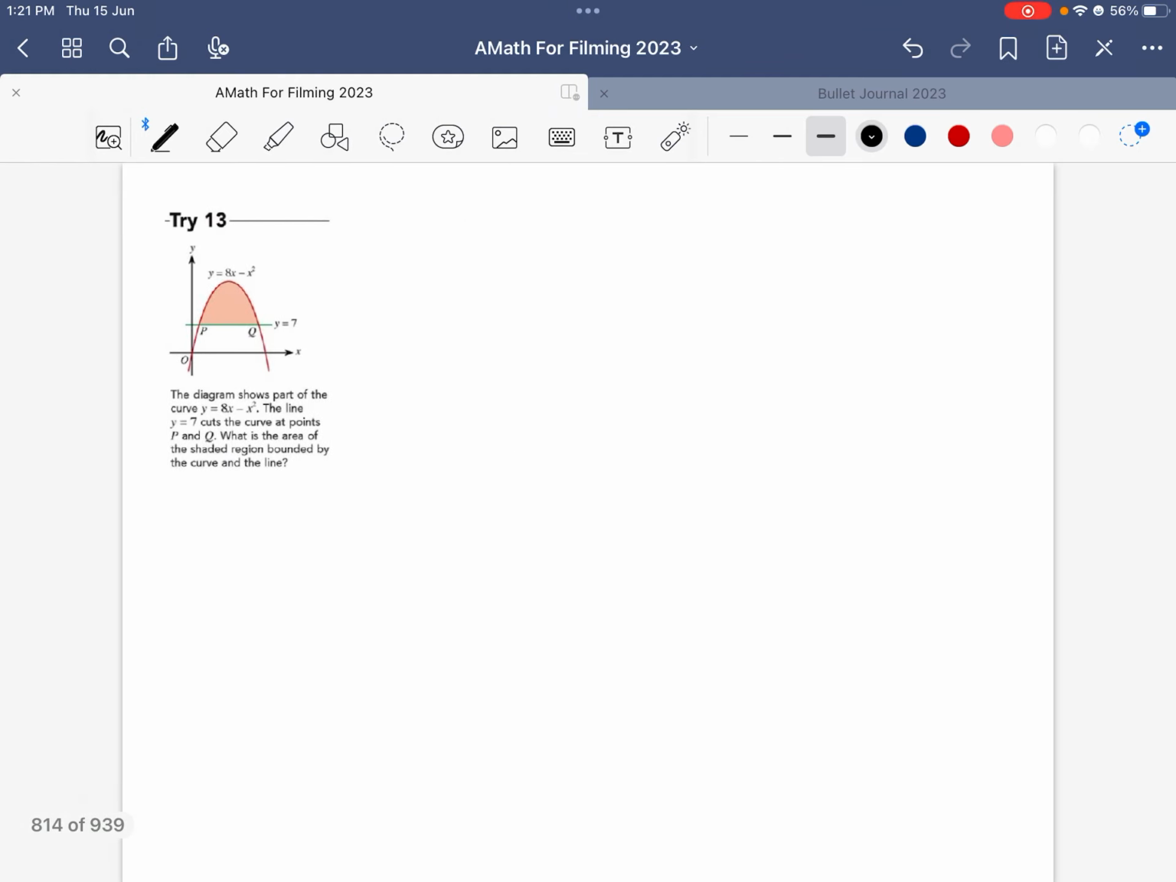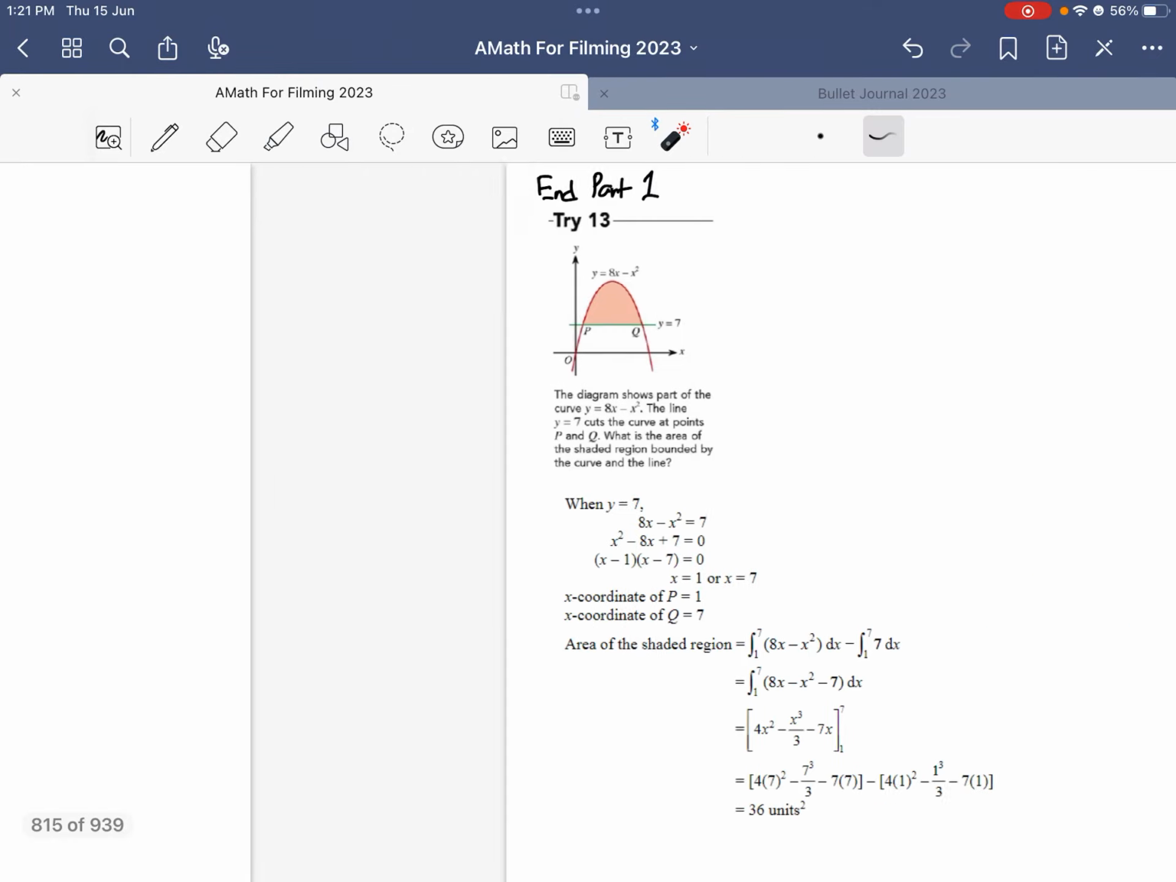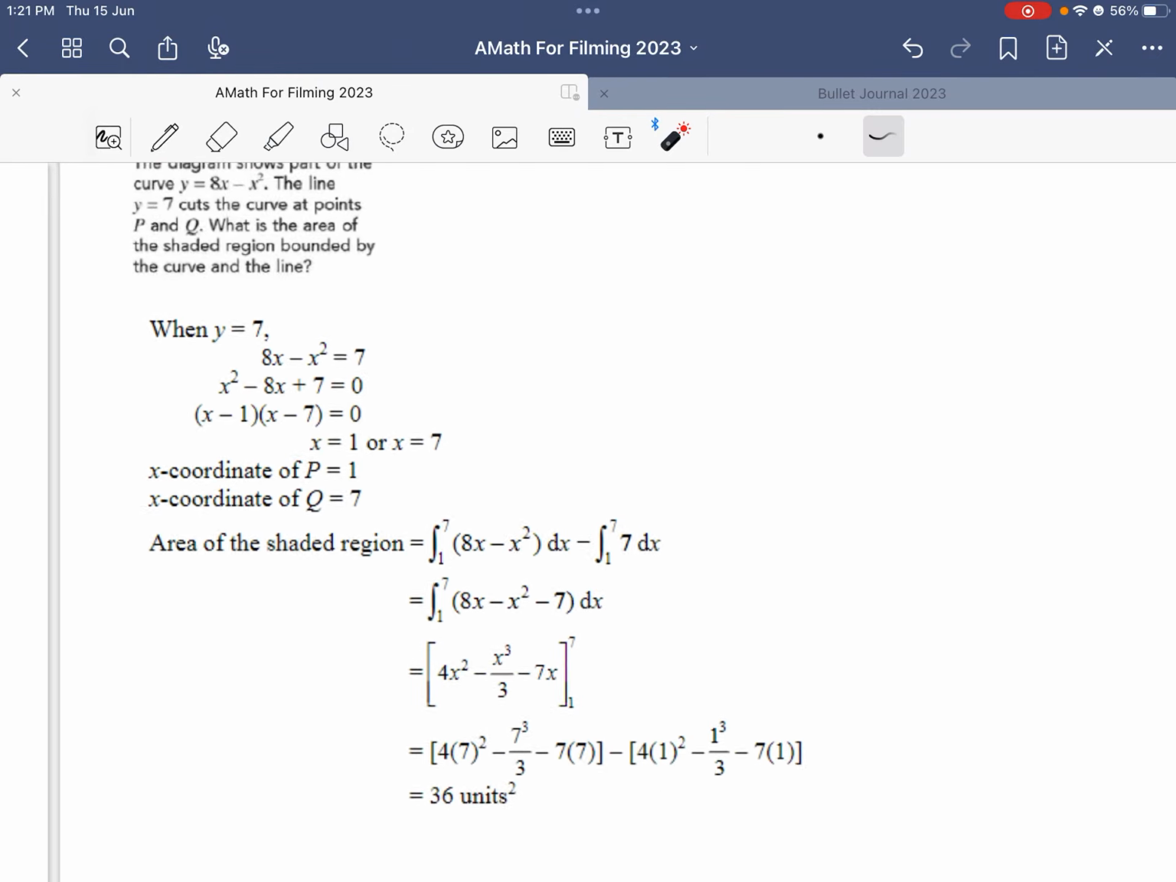Okay, so now what you can do is pause the video. Please try question 13. Very same concept. You find the area bounded by the curve between the limits of the x-coordinates of P and Q, minus away the area of the rectangle. What you get right is the area of the shaded region. So pause the video now, and when you're ready, unpause and I will carry on with the explanation.